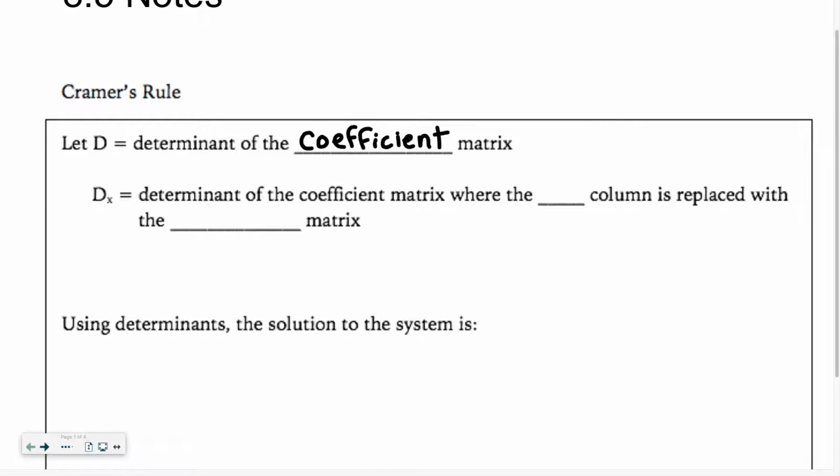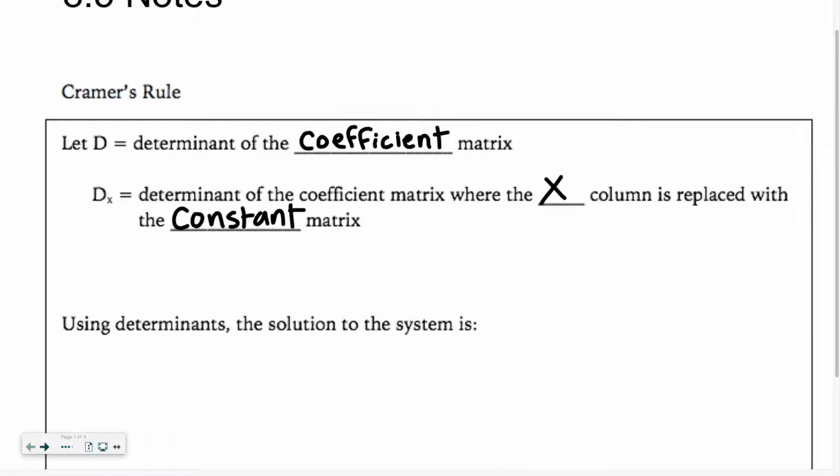Okay, we're also going to have D sub x, which is another determinant of the coefficient matrix, but we're going to take the x column of the coefficient matrix, because that's what we're trying to solve for when we use D sub x, and we're going to replace it with the constants. The other columns, the y column and the z column in D sub x, will be the original y and z column. So you just take out all the x's and you put in the constants.